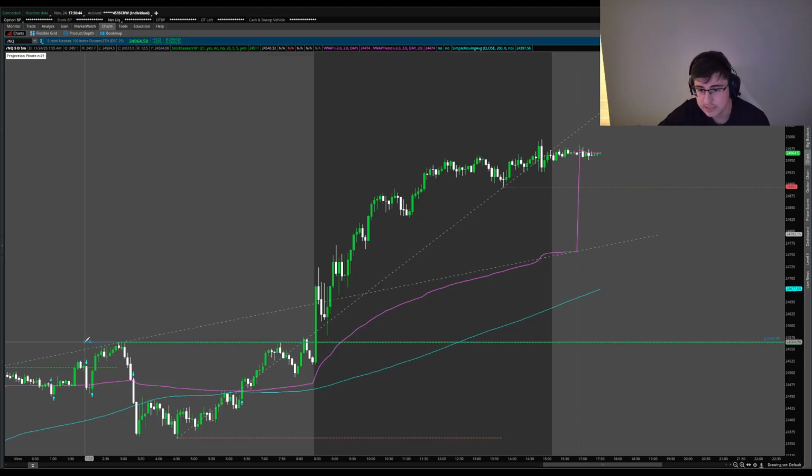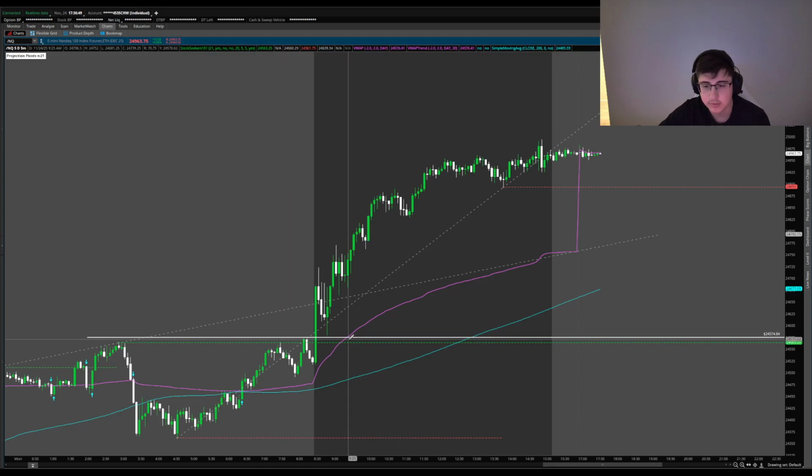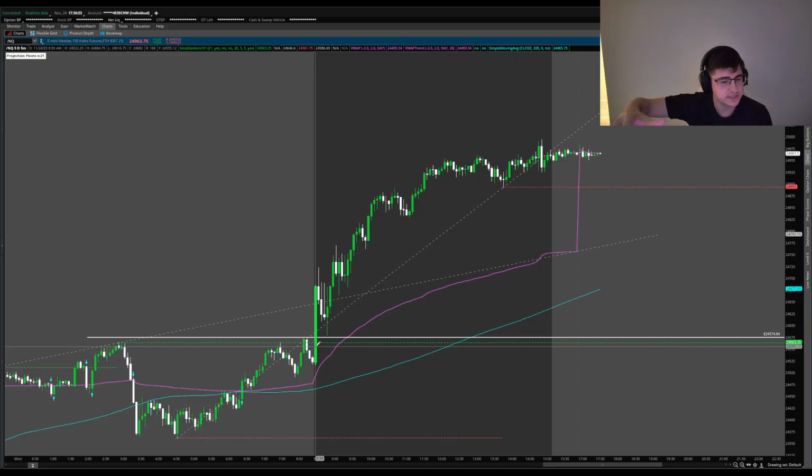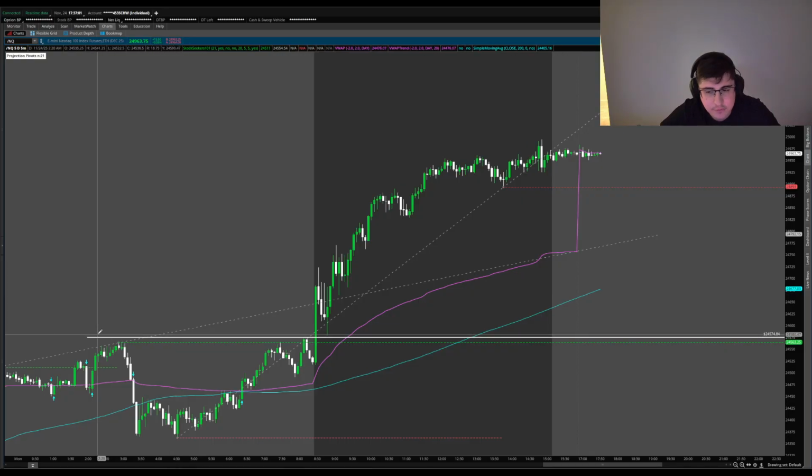We have a resistance zone right here, right? We have a resistance zone right here. Makes sense. Broke past that level of resistance. So what should this line be, guys? Support. If a resistance level breaks, it should be support, right? Where's the next level of support after this, guys?